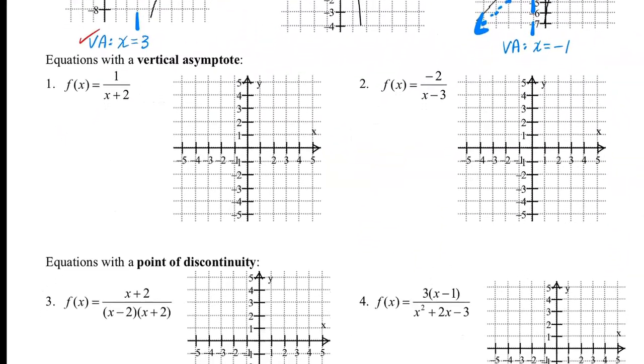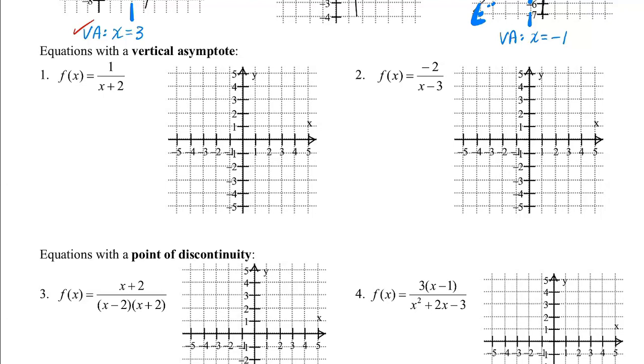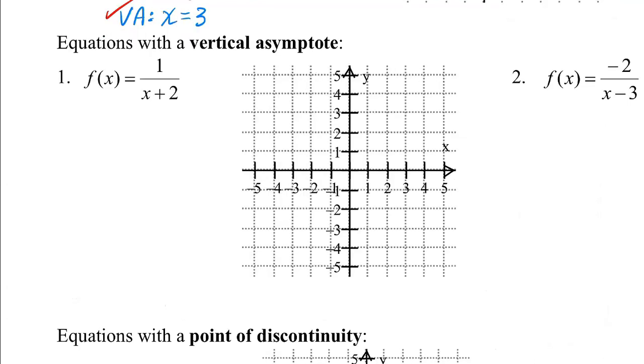Let's just review how to determine where locations of vertical asymptotes are. If we were to graph 1 over x plus 2, we would first determine what the excluded value is. The excluded value is when the denominator equals 0. So if we take that denominator and set it equal to 0, that's going to tell us, hey, we can't have -2. And anytime that happens, that gives us a vertical asymptote. So you have a vertical asymptote at x equals -2.